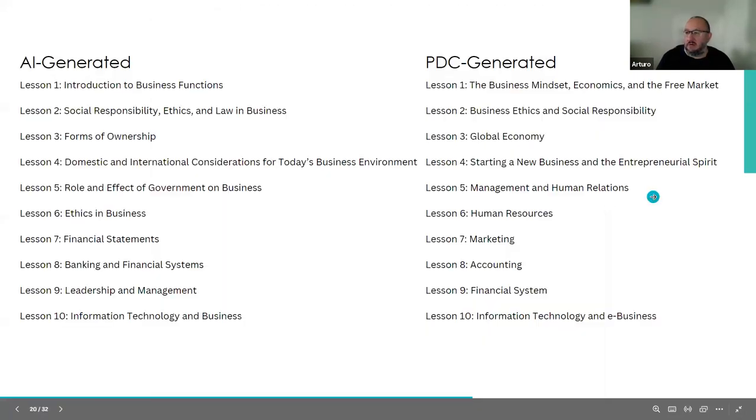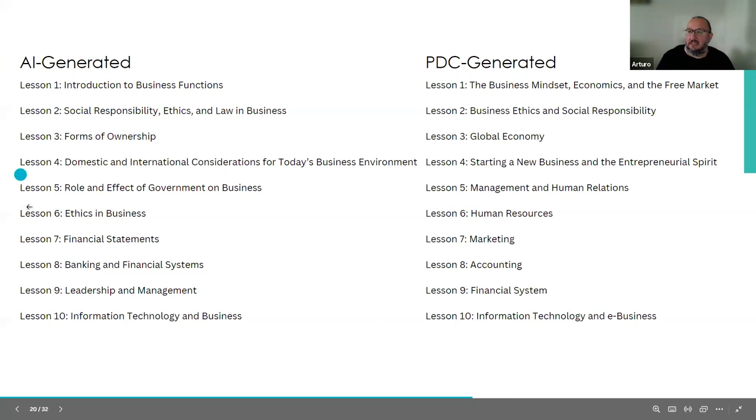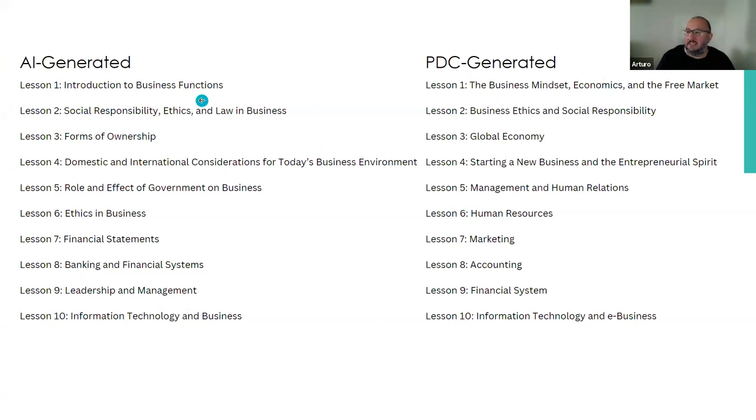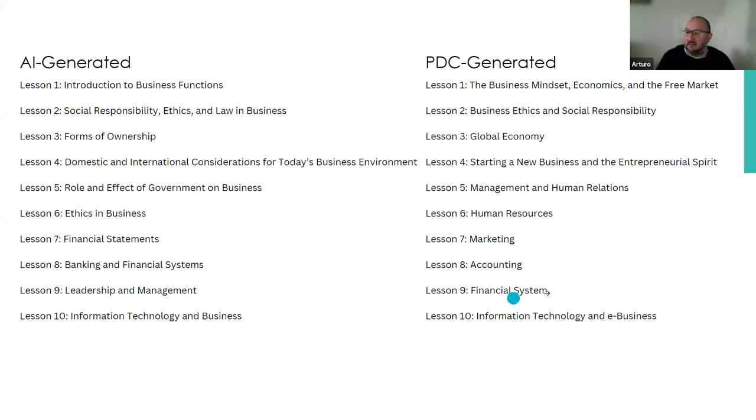And let me show you how similar it was. So on the right are the 10 lessons that AI generated based on the outcomes, and on the left, that's the AI. And then on the right is the human generated. So this was a team, and these are the lessons they put together. And yeah, so notice Arturo, let me give them a little background. Arturo was actually the lead designer on this peer developed course build, and he had four business teachers working with him. This is a business 1301 course.